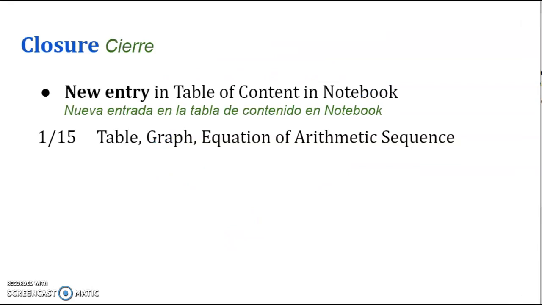Okay, so that's it for today. So new entry in the table of content in your notebook. For January 15th, we covered table, graph of equation of arithmetic sequence, more specifically when there are missing numbers.